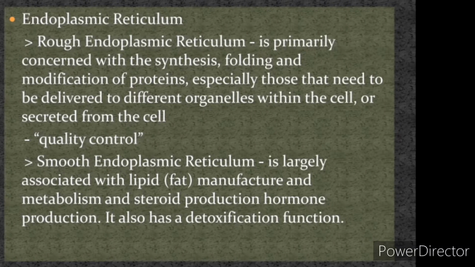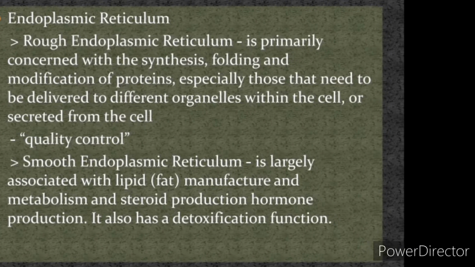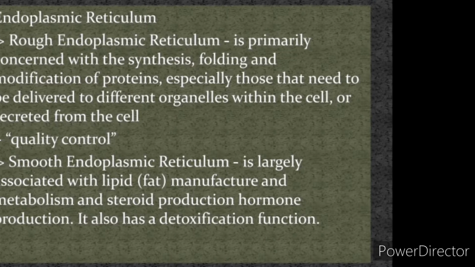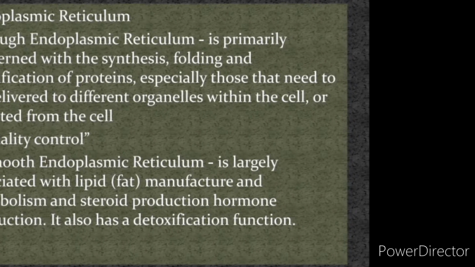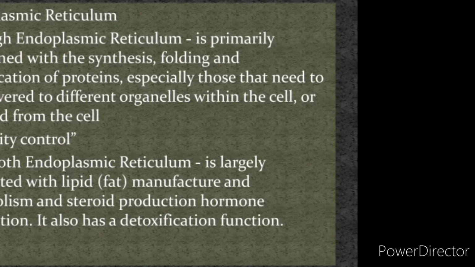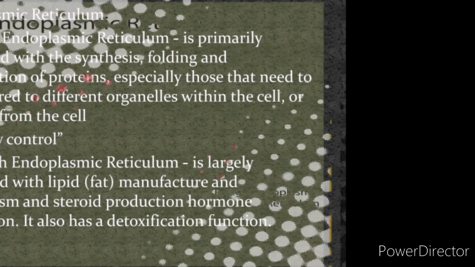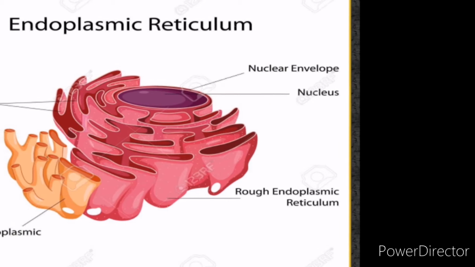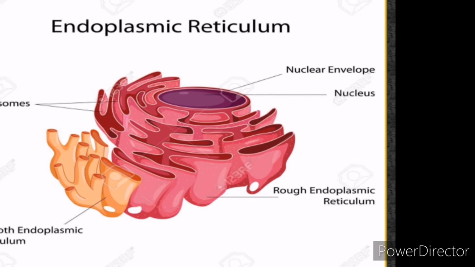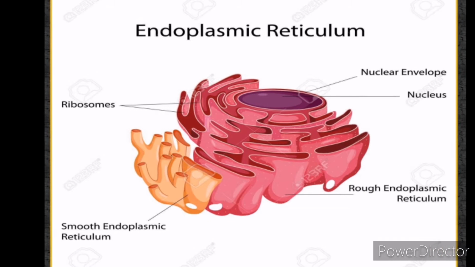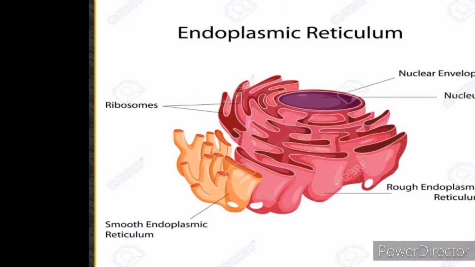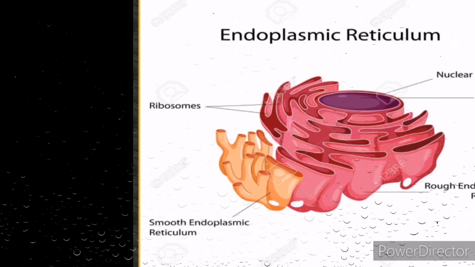Smooth endoplasmic reticulum is largely associated with lipid, we call fat, manufacture and metabolism, and steroid production, hormone production. It also has a detoxification function. Endoplasmic reticulum includes ribosomes, nuclear envelope, nucleus, rough endoplasmic reticulum, and smooth endoplasmic reticulum.